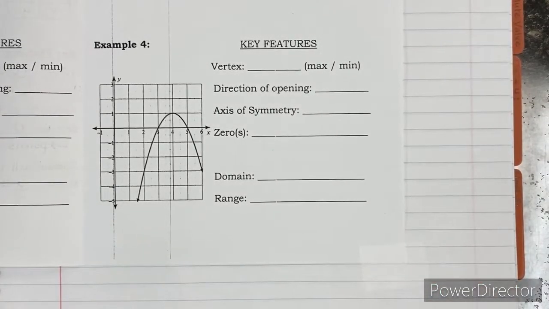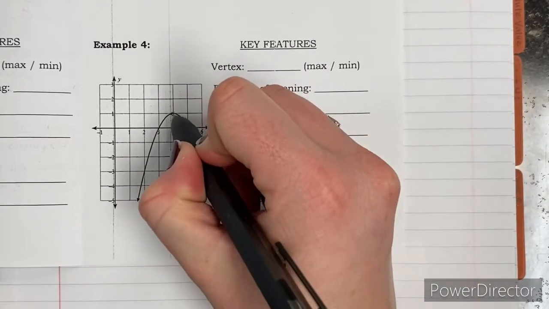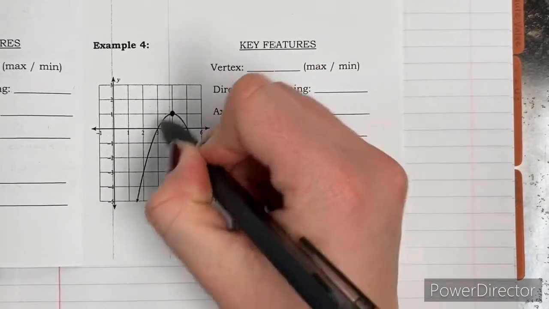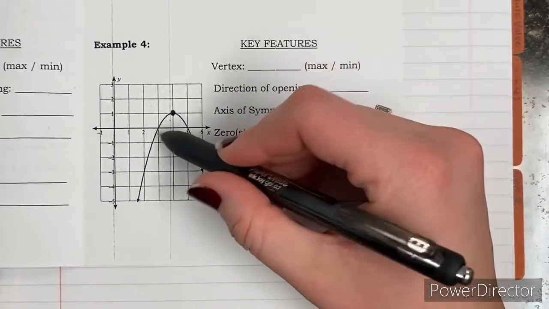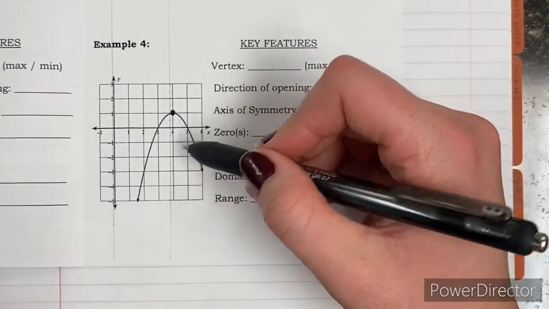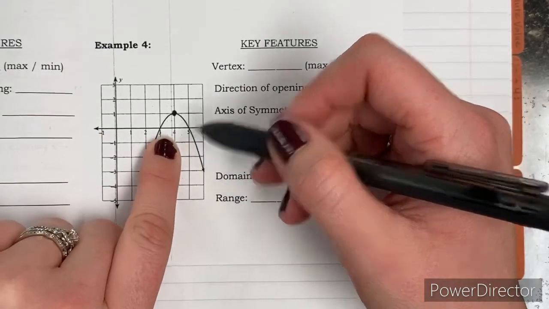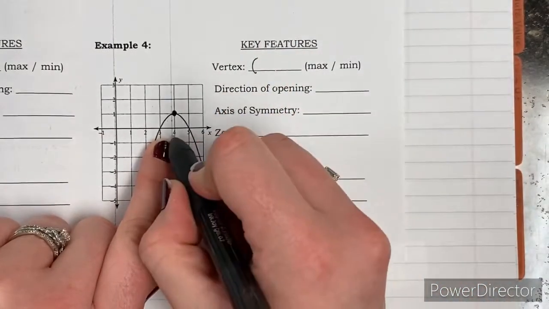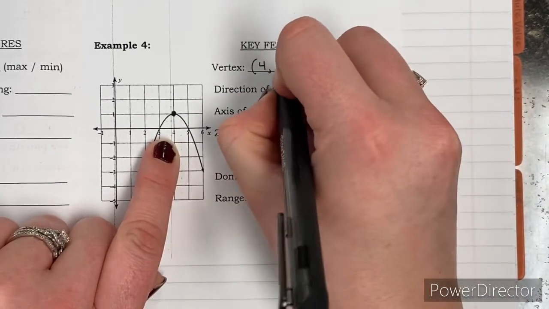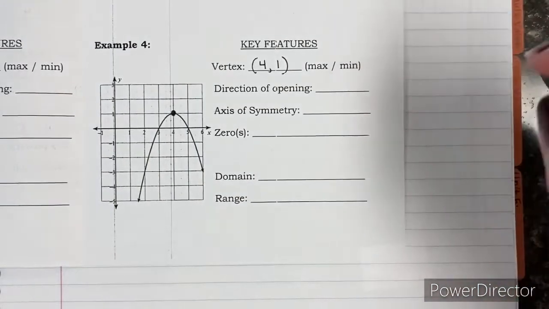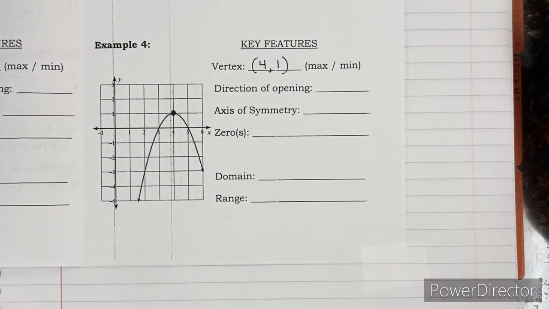Okay? So we're going to start with vertex because remember, that's the most important point about these graphs. This vertex is right here. So I want you to put a dot on where that vertex actually sits. Now, my job is to find the ordered pair. Please remember that your x value comes first always. So the ordered pair for this vertex is going to be 4, and then I'm going to go up to 1. So my vertex is 4, 1. And your vertex, when you write it, has to be in parentheses. If it's not, then it's going to be counted wrong.